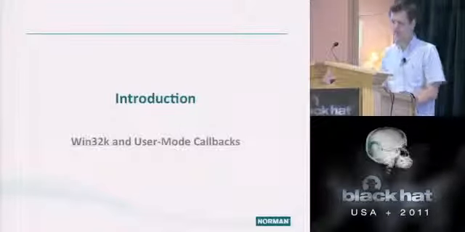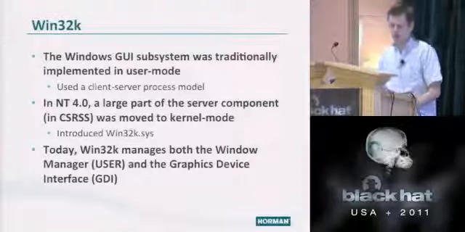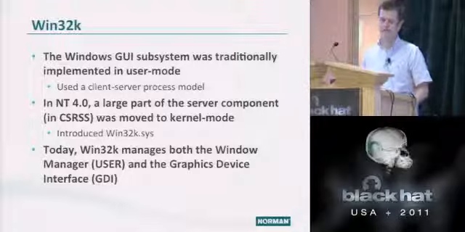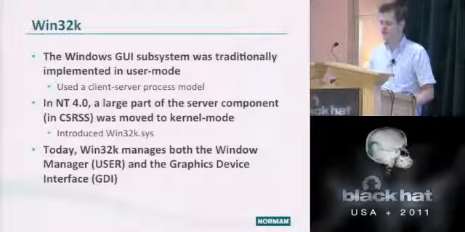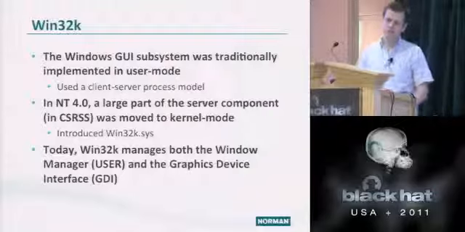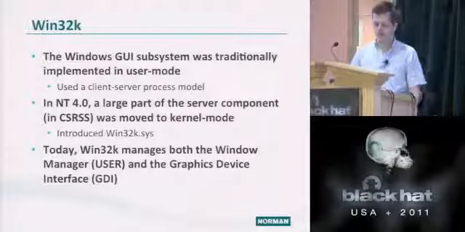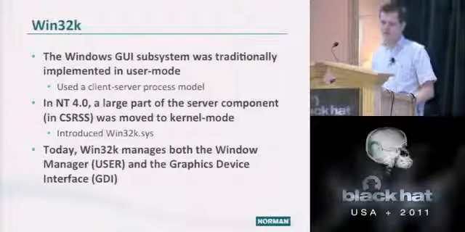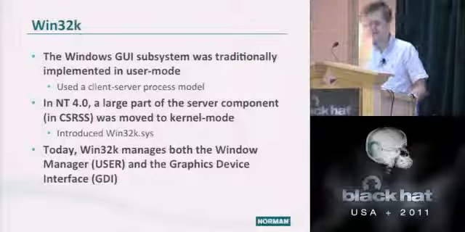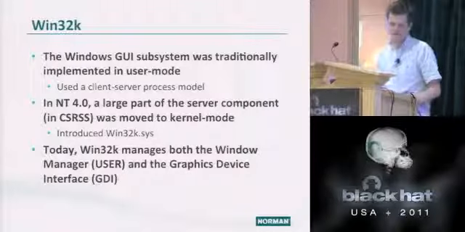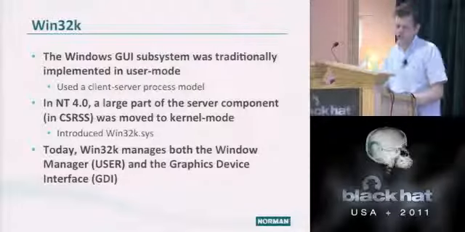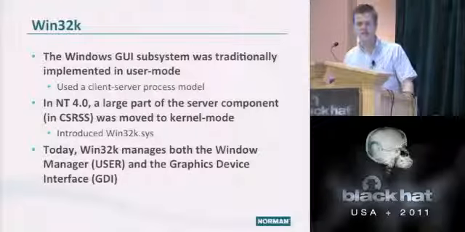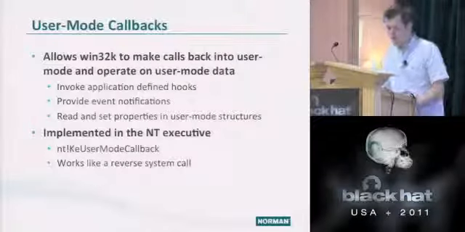So just for a brief introduction to begin with. The Windows GUI subsystem was traditionally all implemented in user mode, and this was done as a client-server process model, the client being the application, the server being CSRSS. In NT 4.0, the server component was moved to kernel mode, and this was what introduced Win32k.sys. This was about 15 or 16 years ago. So today, Win32k manages both the window manager and the graphics device interface. I'll talk more about those later.